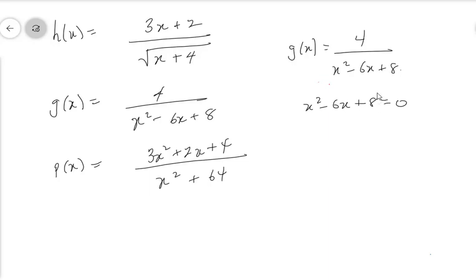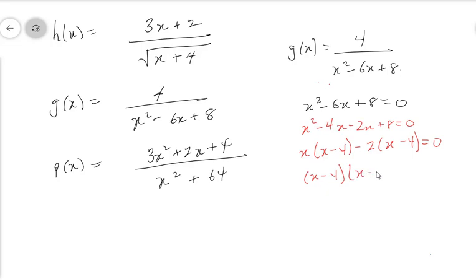I'm looking for two numbers that, when multiplied, give positive 8, and when summed up, give negative 6. The two possible numbers can be, I think, negative 4 and negative 2. So x squared minus 4x minus 2x plus 8 is equal to 0. Now I can factor out x in these two terms, so x minus 4 out, minus 2 out, x minus 4 as well, is equal to 0. Now factoring out x minus 4 again, I get x minus 2.